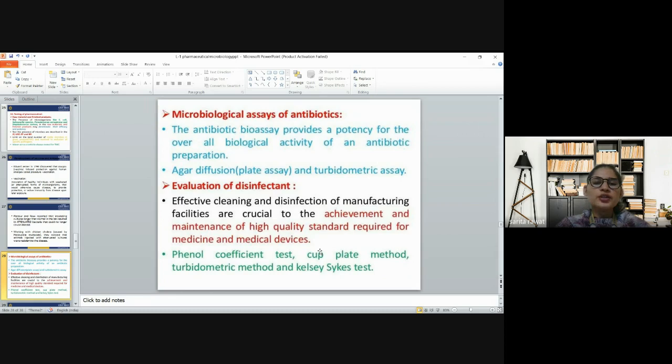Now, evaluation of disinfectant. Pharmaceutical microbiology is also used for the evaluation of disinfectants. Effective cleaning and disinfection of manufacturing facilities are crucial to the achievement and maintenance of the high quality standard required for medicine and medical devices. So, the phenol coefficient test, cup plate method, and turbidometric method are the tests to evaluate the disinfectant.